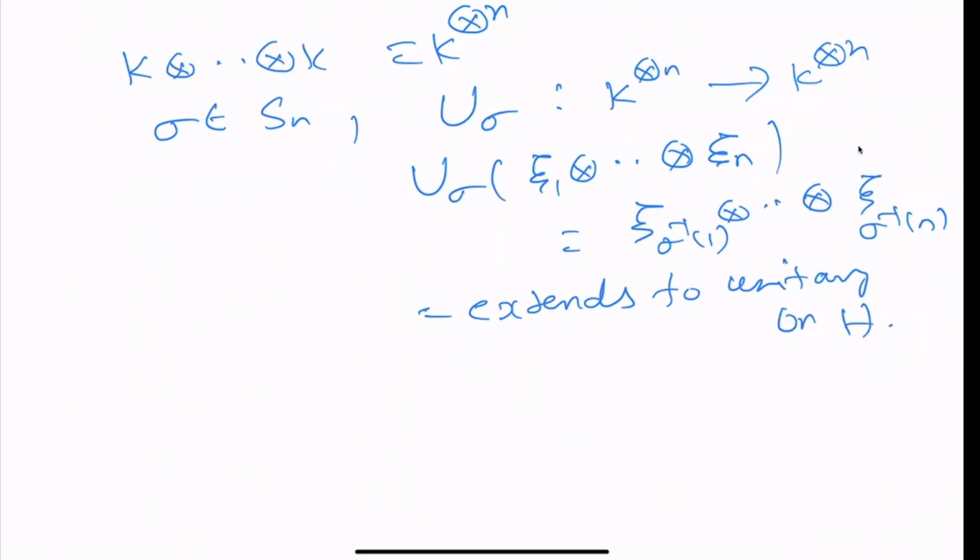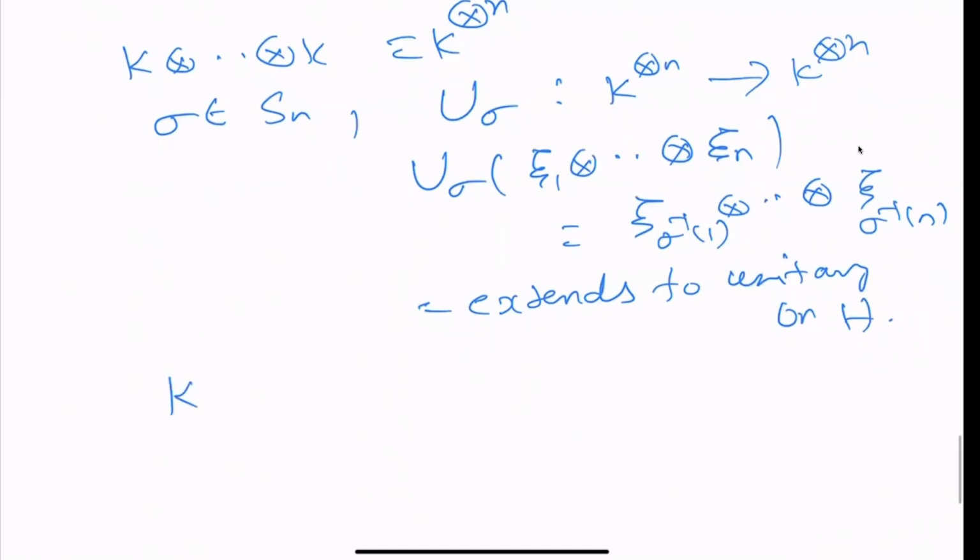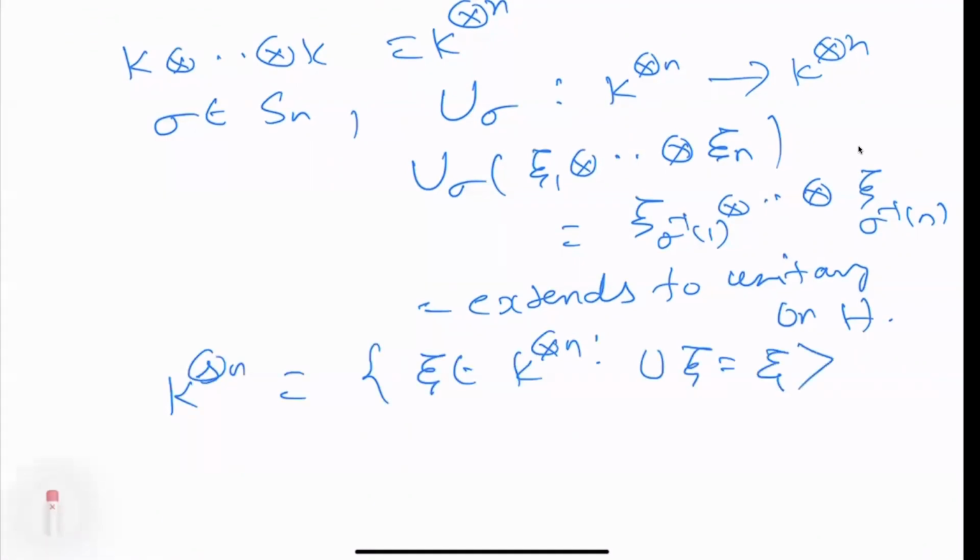So this is U sigma, and now the symmetric tensor product. The symmetric tensor product consists of all those xi in the n-fold tensor product such that U sigma xi equals xi for all sigma in S_n. All vectors in the tensor product which are fixed by this permutation action. This is what is called a symmetric tensor.